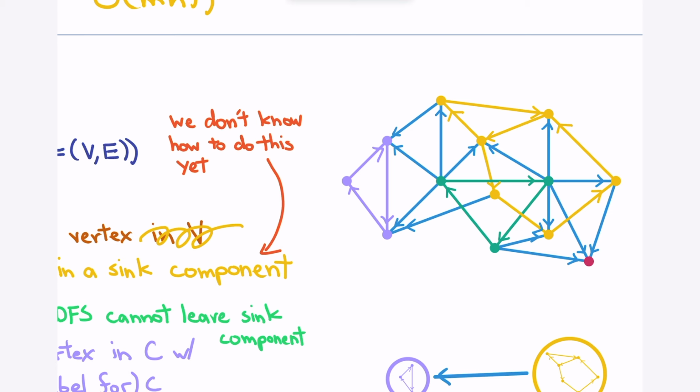Bottom right? Okay, so that's a sink component. I'll run DFS from there. It can't go anywhere, right? Anyone it can reach, which is only itself, that is a strongly connected component. I'm done with that vertex. Okay? Pick another vertex in a sink component.